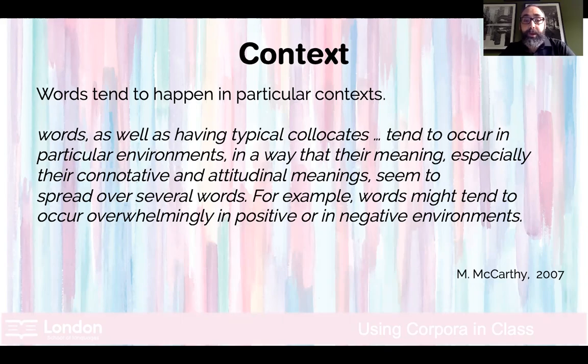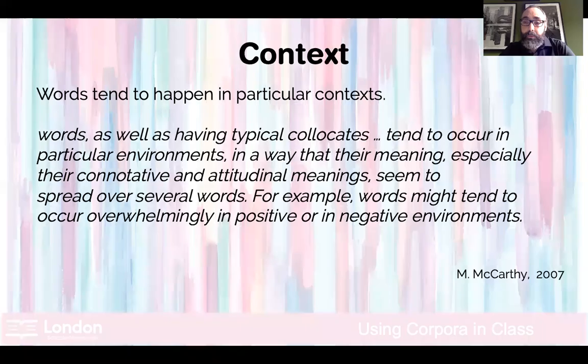Well, words, as well as having typical collocates, as we will see a bit later, tend to occur in particular environments. That is to say, language is not very original, in the sense that the same words tend to appear in the same environments or in the same contexts all the time. And in a way that their meaning, especially their connotative and attitudinal meanings, seem to spread over several words. It's always the same. As I say, language is not very original.